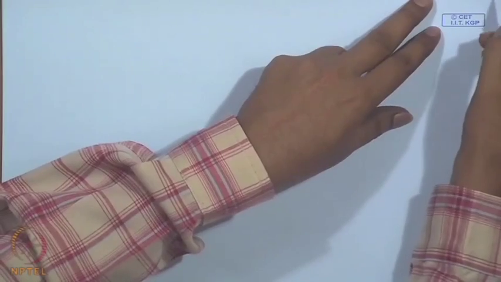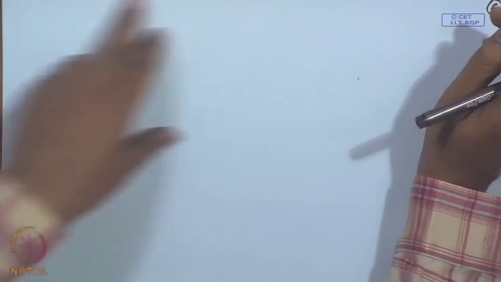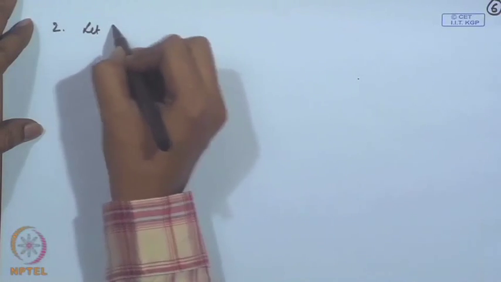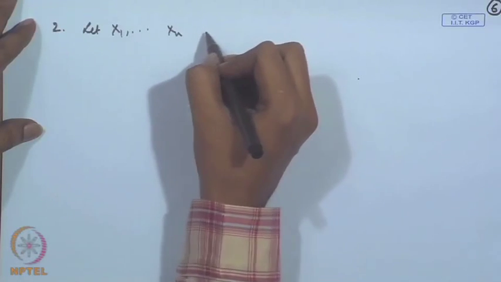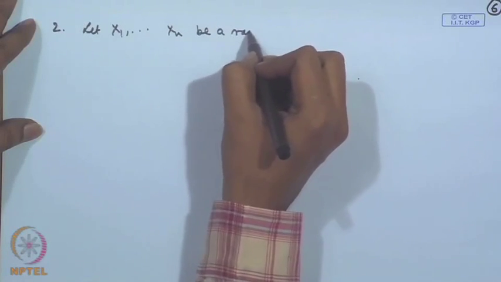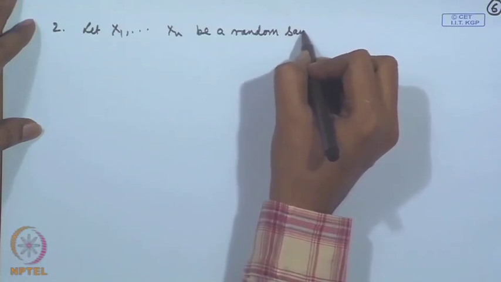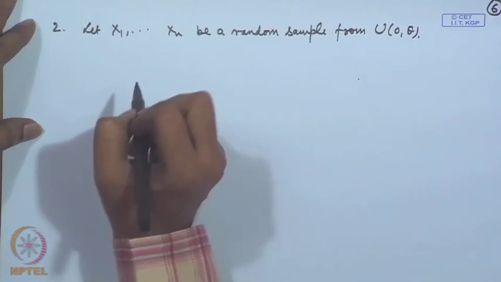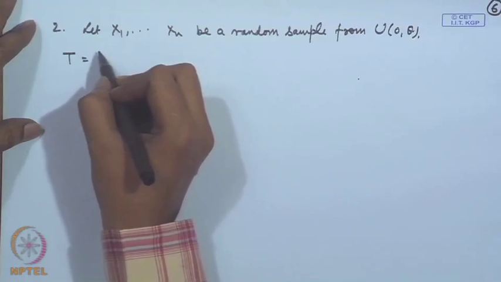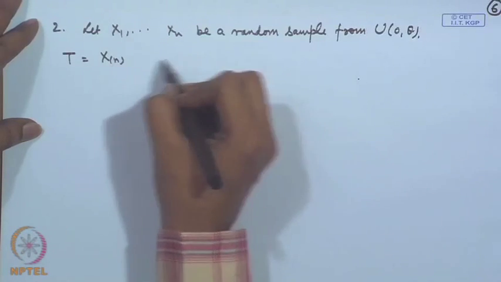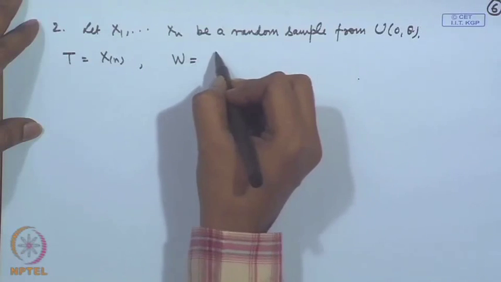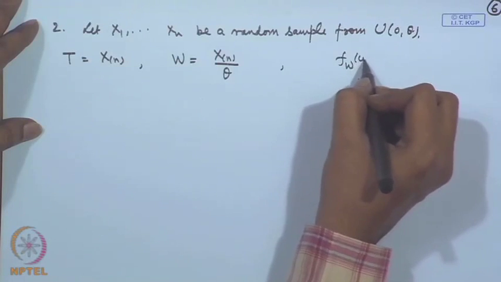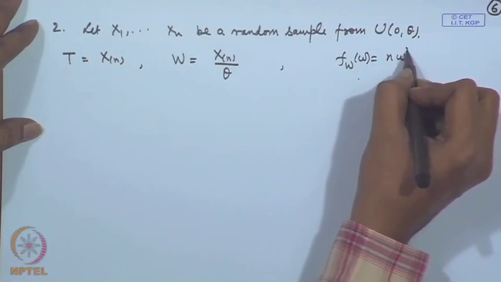Let me solve it as an optimization problem also. I will explain it through an example where let x 1, x 2, x n be a random sample from uniform 0 theta distribution. So, we consider say t is equal to x n, and here we can use the pivot quantity as x n by theta. We have actually seen the distribution of this is n w to the power n minus 1.